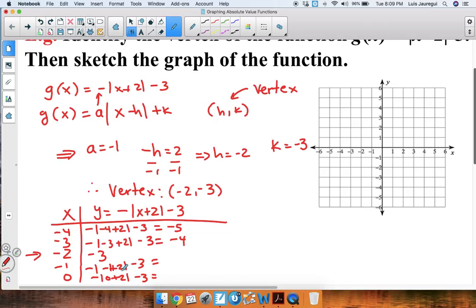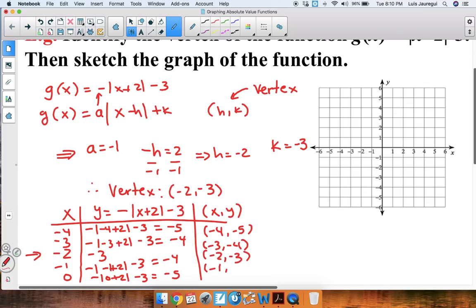-1 plus 2 is 1. Absolute value of 1 is 1. The opposite of that is -1. Minus 3 gives you -4. And then we have 0 plus 2 is 2. The absolute value of 2 is 2. The opposite of that is -2. Minus 3 gives you -5. So we have the coordinates. We can extend this particular t-table to come up with the coordinates for the points represented here. And we have coordinates -4, comma -5. Then we have -3, comma -4, -2, comma -3, -1, comma -4, 0, comma -5.